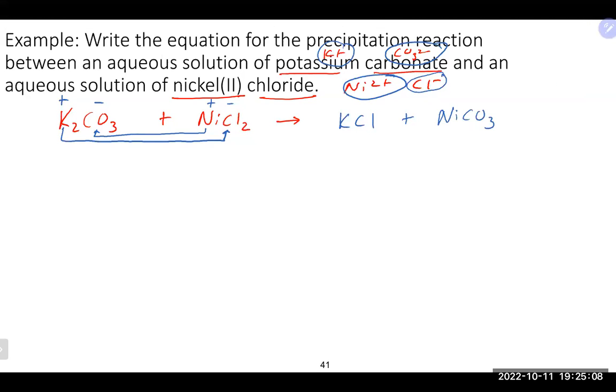So now that we want to balance it here, perhaps I need a 2 right about there. And I think that's all I need. So I think I just need a 2 right there to balance it.